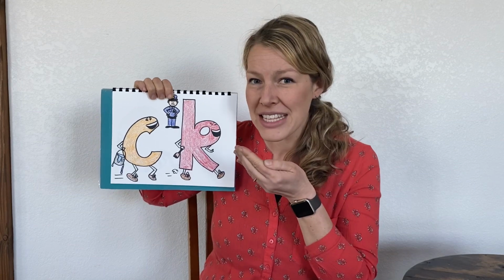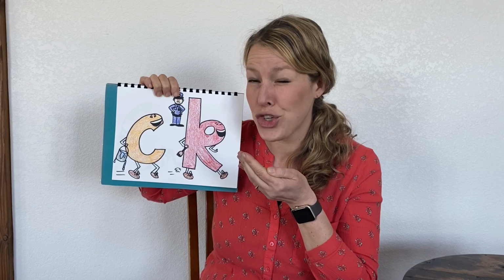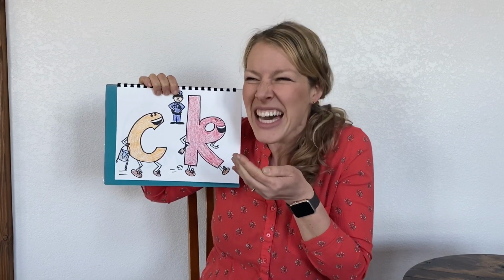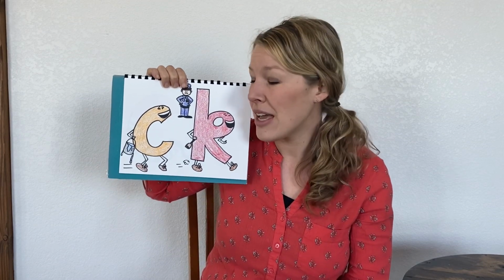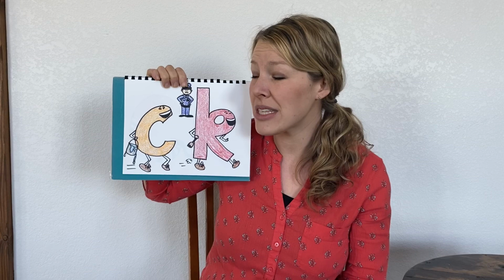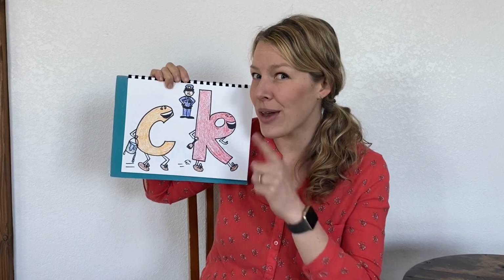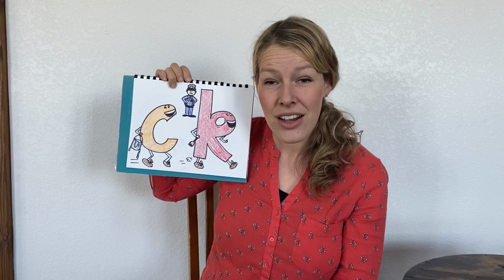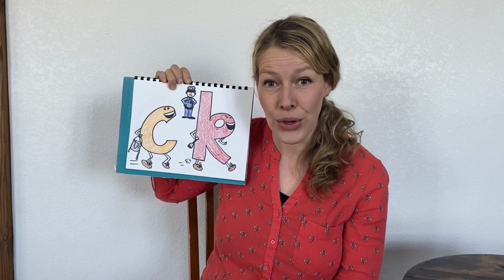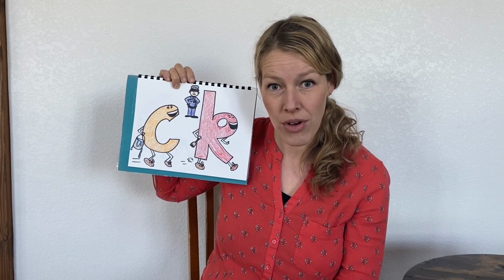We put our hands up like this and pretend like we're laughing, just like the C and the K who just caused mischief. They go, they're laughing about their silly trick that they just played. But one thing they don't know is there's somebody standing in the background, a police officer. What's that police officer gonna do? Are they gonna get in trouble?